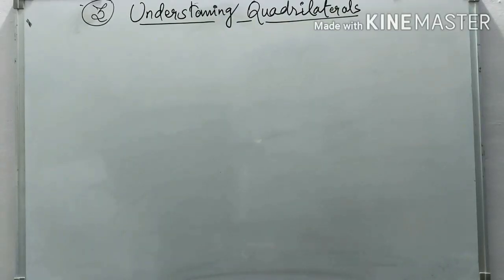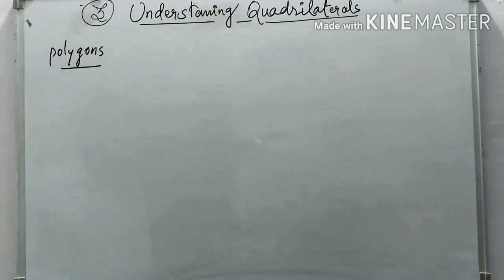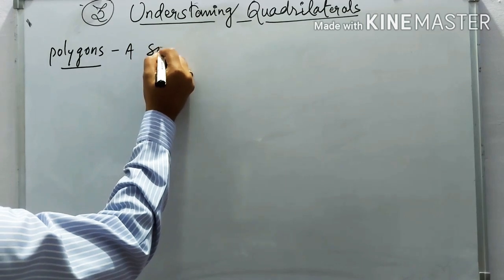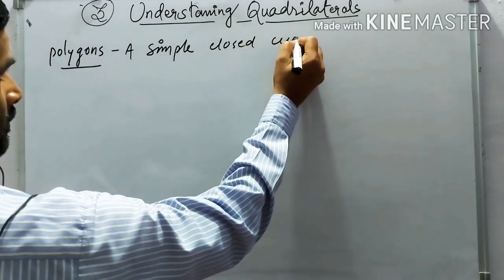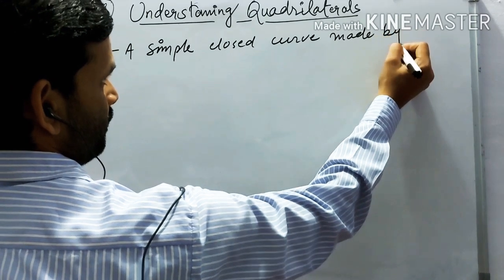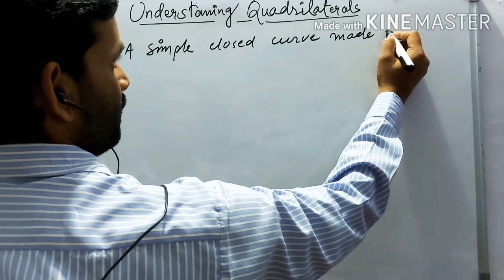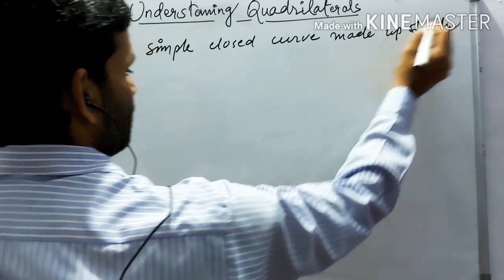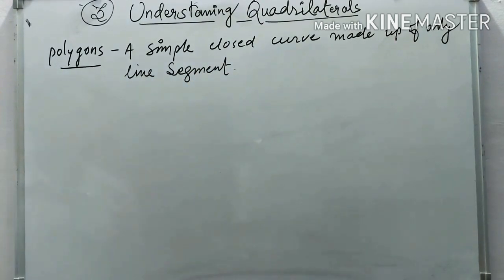Understanding quadrilateral. The first topic is polygon. What is a polygon? A polygon is a simple closed curve made up of only line segments.